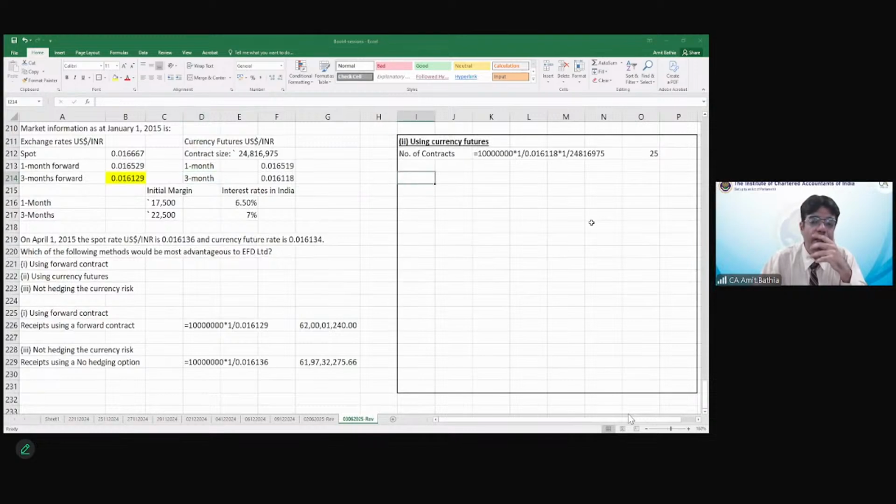All right. So first and foremost, I have the number of contracts available to me, 25. Now, how much is the initial margin which I will need to pay? The initial margin per contract I have to pay is 22,500. The initial margin matching with my due date of 3 months is 22,500 which I will have to pay. So I have 25 contracts into 22,500. That is going to be 562,500.